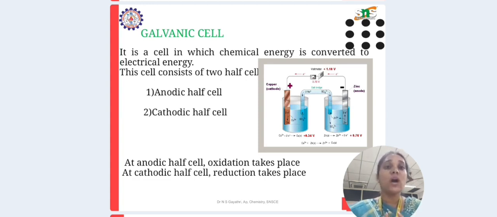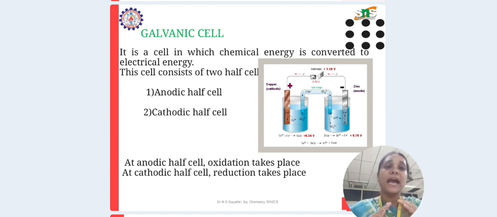It has two half cells, the anodic half cell and the cathodic half cell. The anodic half cell is also called the anodic compartment, and the cathodic half cell is called the cathodic compartment. These two half cells are combined to get the whole cell. Here we are seeing the galvanic cell, where both compartments are combined.